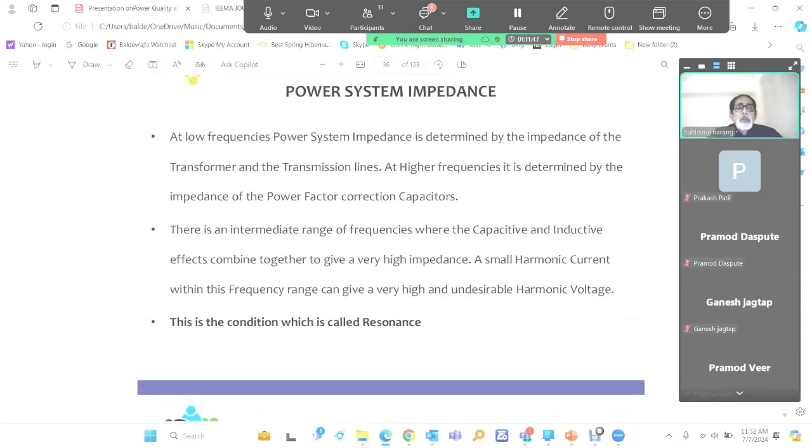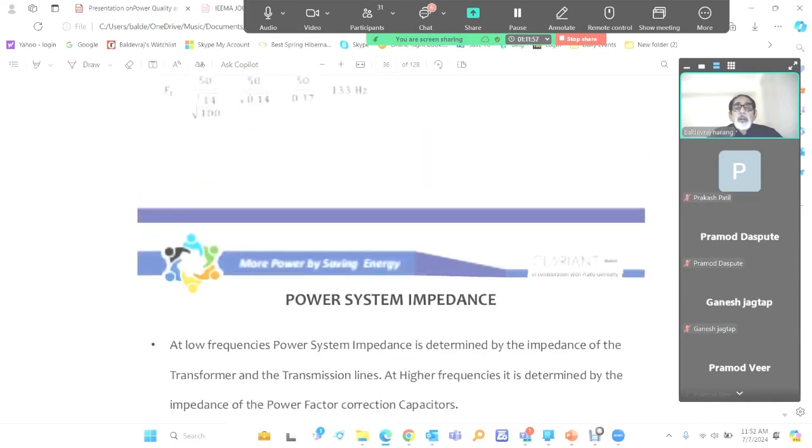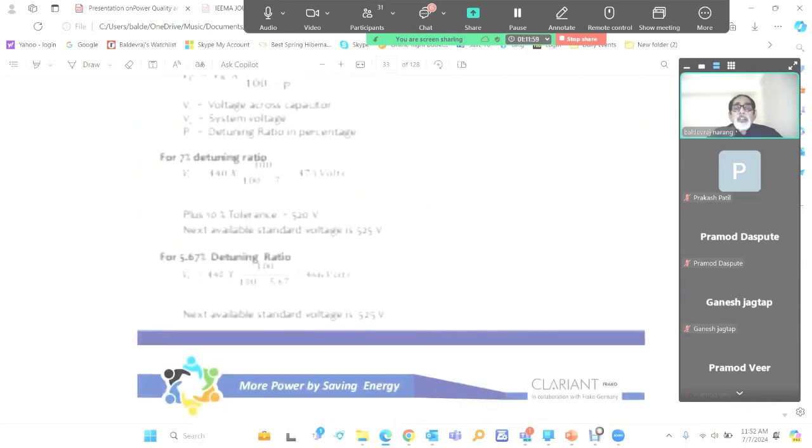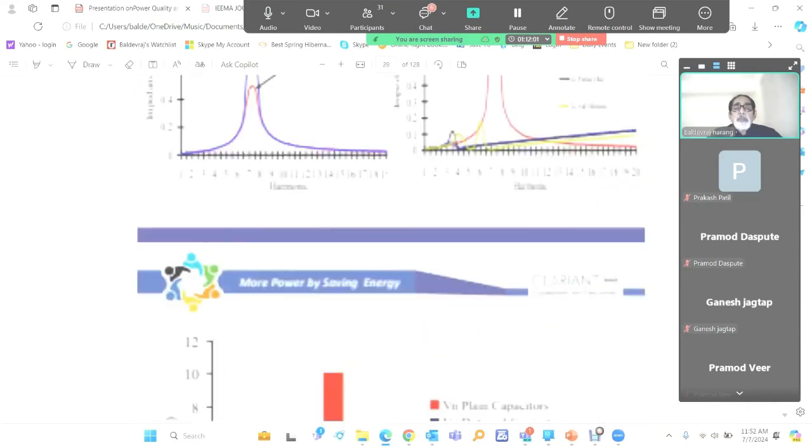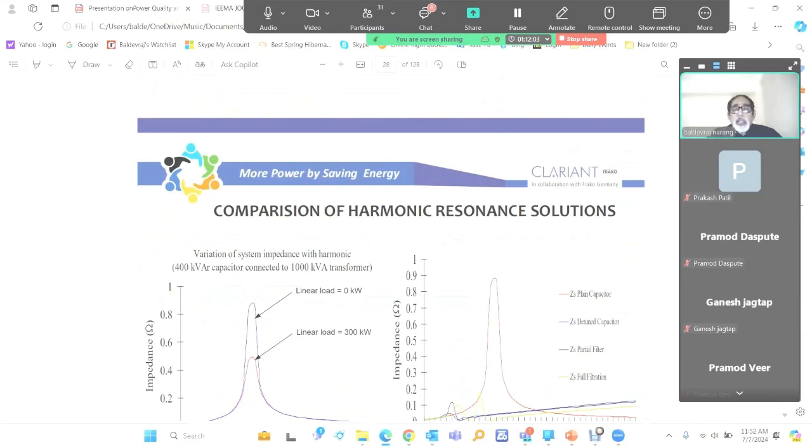So this power system impedance I have already explained. Initially it is increasing, and then it attains a maximum value and then starts decreasing. So here the initial curve is inductive, this side, and inductance is determining the frequency impedance. But in this part, the capacitor becomes the major item. This determines the value at higher frequencies.